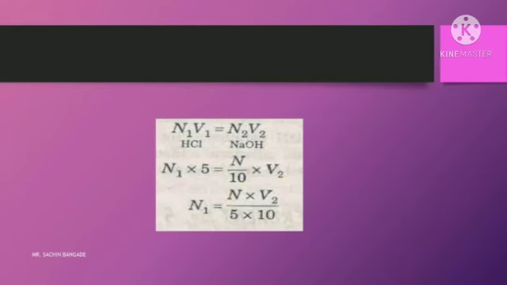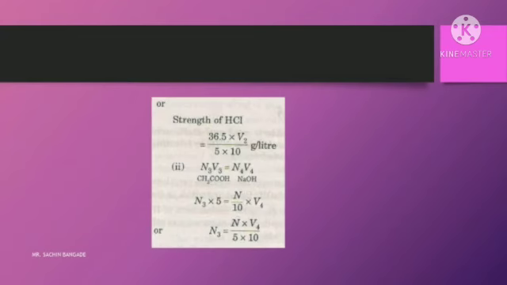N1V1 of HCl is equal to N2V2 of NaOH. N1 into 5 is equal to N/10 into V2. Then we get N1 is equal to N into V2 upon 5 into 10. Equation number 1: strength of HCl is equal to 36.5 into V2 upon 5 into 10.